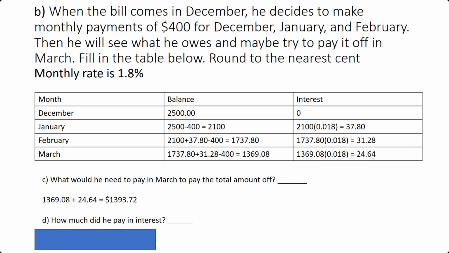Any questions? How do we find how much interest? Yeah, add up the interest column. So that last column is interest if you add up the interest. Any questions on that?